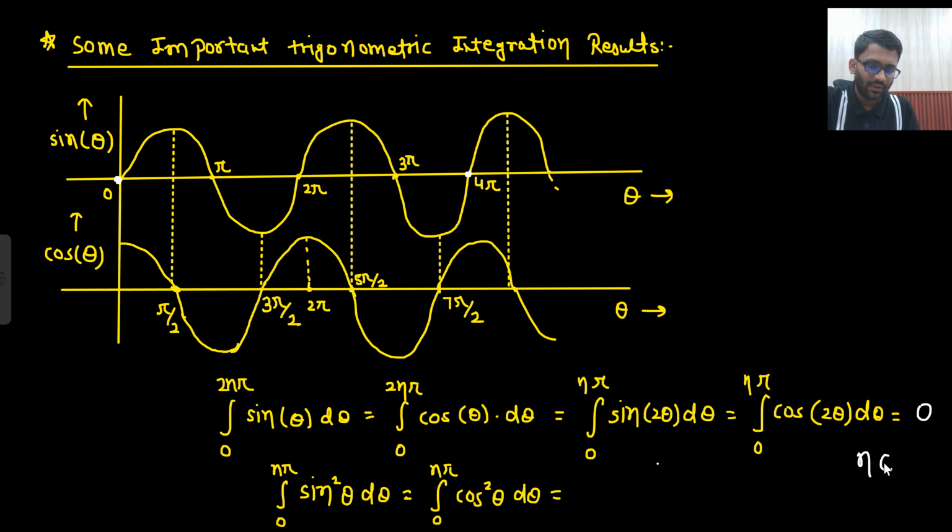So n should belong to integer, or negative integer also works. Minus 2 pi, that will be in this direction only. So n should be integer.